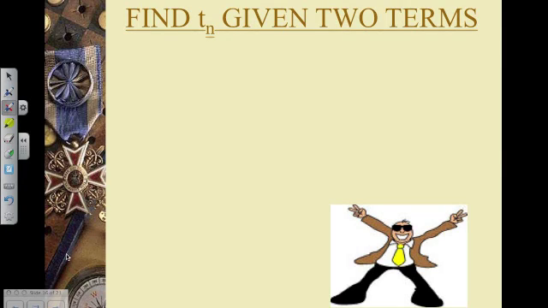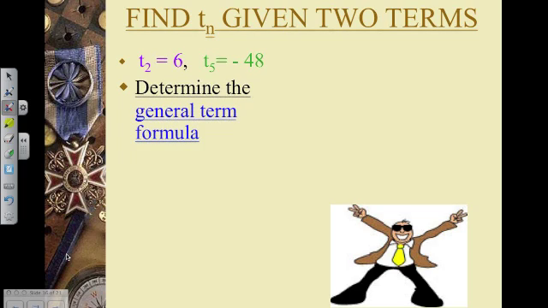This is part 4 of the Unit 4 seminar on geometric sequences. Now this problem is, in my opinion, the one question that gives students the most trouble, and it is trying to find the general term formula when you are given two random terms in the sequence.